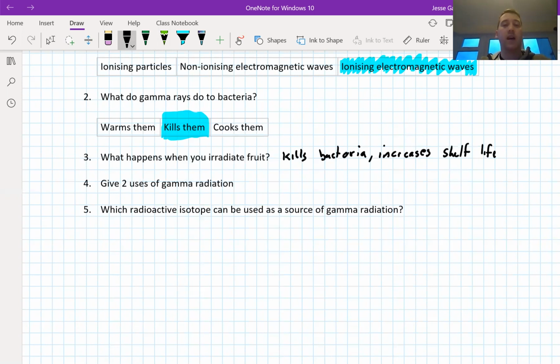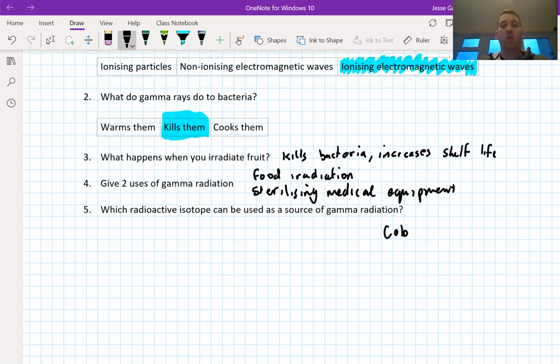Give 2 uses of gamma radiation. So that would be food irradiation and sterilizing medical equipment. Well done if you said that. Excellent. And the last one, which radioactive isotope can be used as a source of gamma radiation? That would be Cobalt-60. Okay, great job. Well done if you got that right.